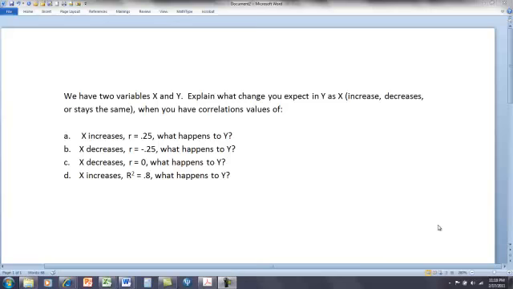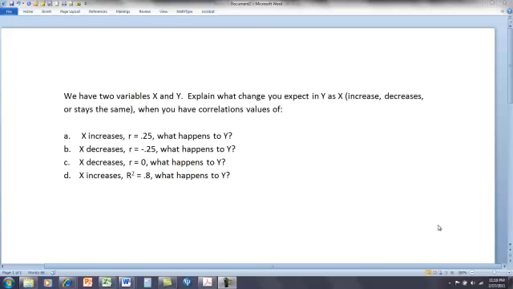In part B, what happens when there's a negative correlation? In general, when x increases, y decreases. When x decreases, y increases. So there's a negative correlation in general between weight and exercise time. As your exercise time increases, we expect your weight to decrease. As your exercise time decreases, we expect y to increase.